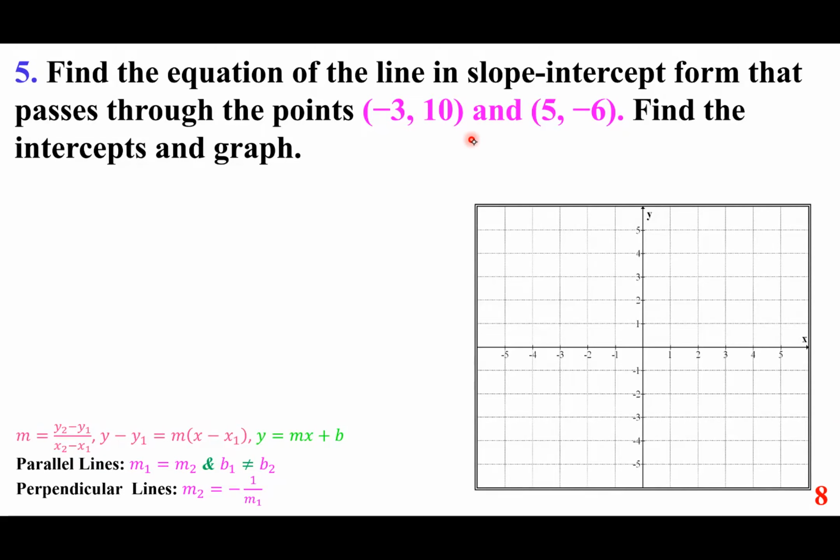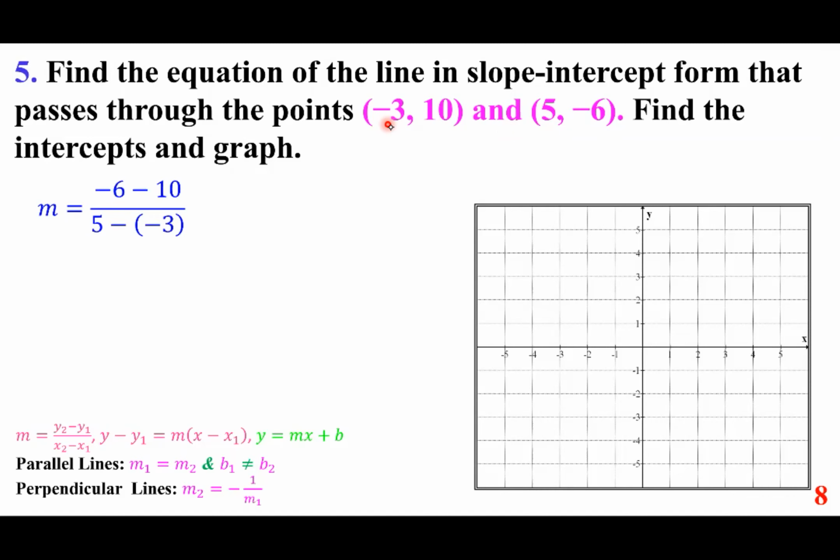Now the question is, which one is the first point? Which one is the second point? Makes no difference. You can put them in any order. If you're consistent, you come up with the correct answer. So if we go just the way it's given, this is the first point, this is the second point. Y sub 2 minus y sub 1 means -6 minus 10, that's the numerator. And the denominator, x sub 2 minus x sub 1 means 5 minus -3.